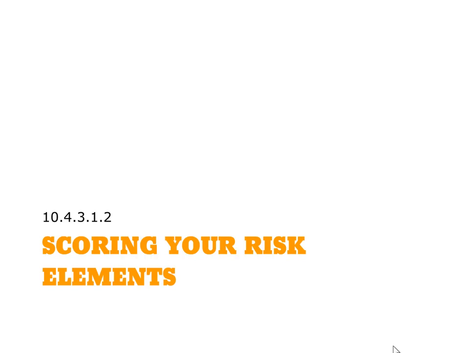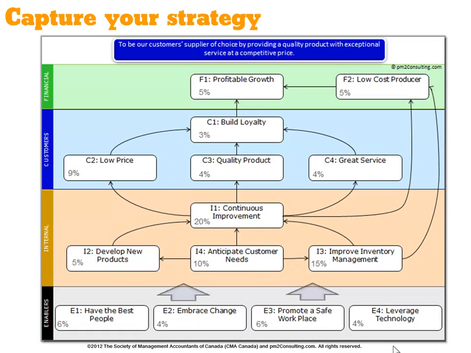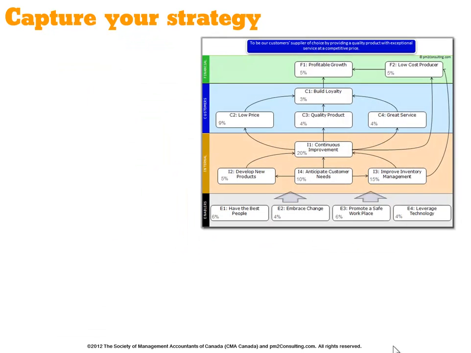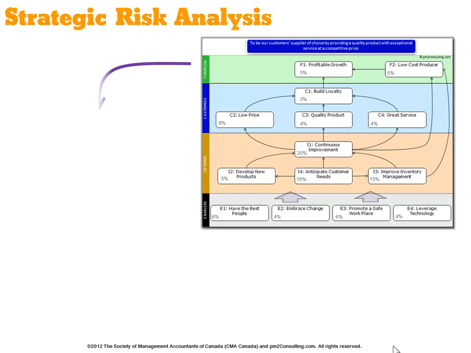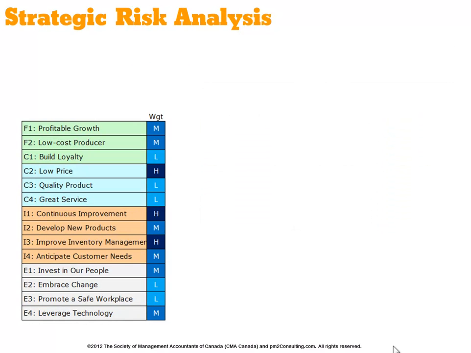Now comes a step of scoring your risk elements from your risk register. Now this is similar to the work we did earlier on when we were scoring the risk categories. So the process is similar. Again, risk is best understood in light of your strategy. So to rate the impact, we'll be listing the strategic objectives that you developed from the strategy model down the left side of the sheet.